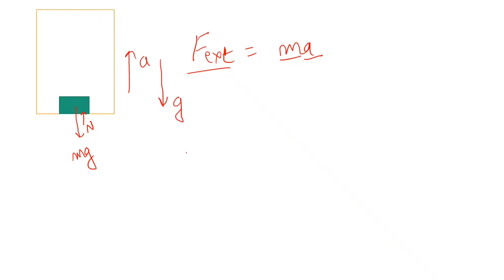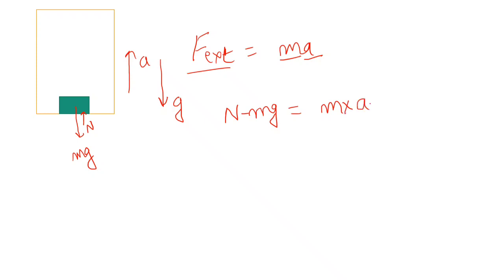The elevator is moving, so the net acceleration of the object is in the upward direction. We will take the upward direction as positive and the downward direction as negative. The total force here: N is in the upward direction, so it's positive, and mg is in the downward direction, so it's negative. This is the total force on the object.